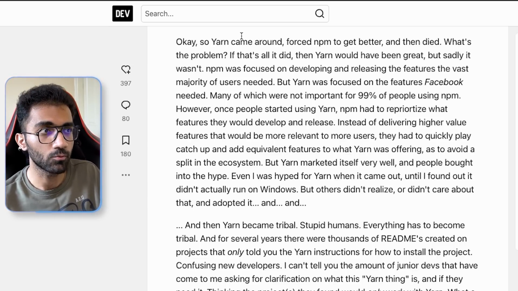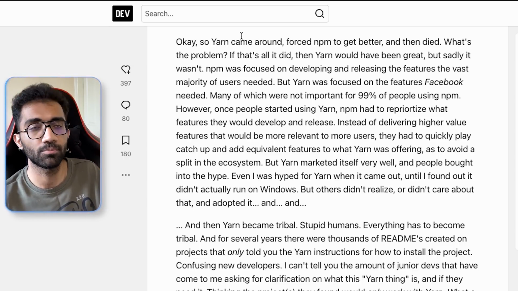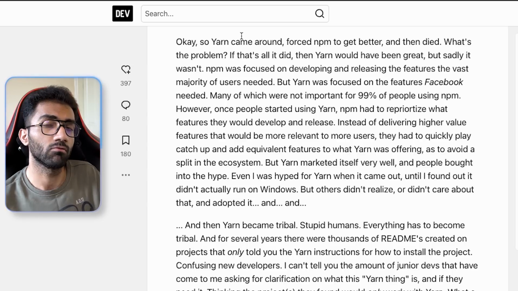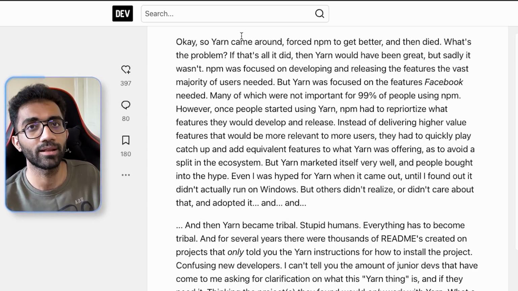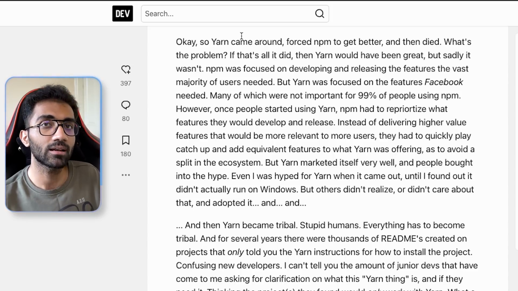In case of Yarn, it would have distracted the NPM team from shipping important and interesting features. But in case of Bun, I think it's actually a good idea if Node just starts allocating some time on performance, because the benefits are a lot, right? And I'll tell you how.